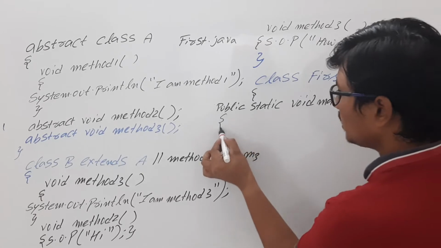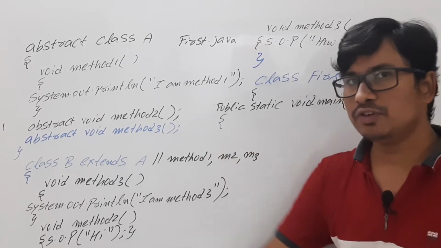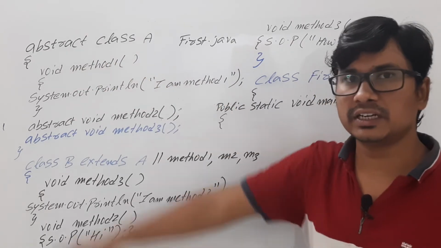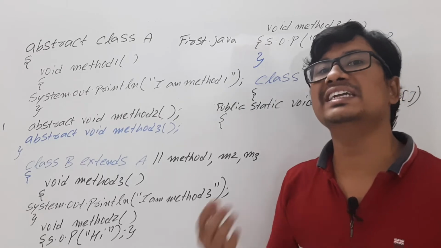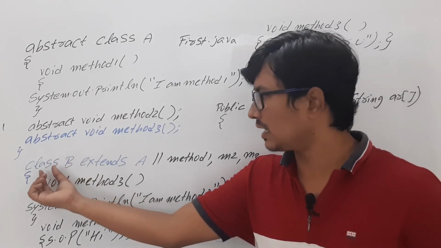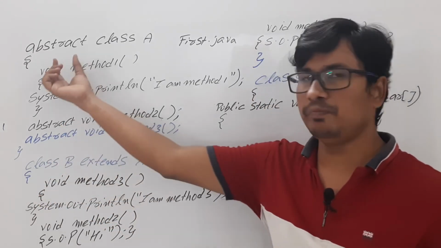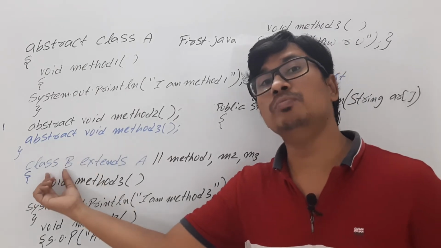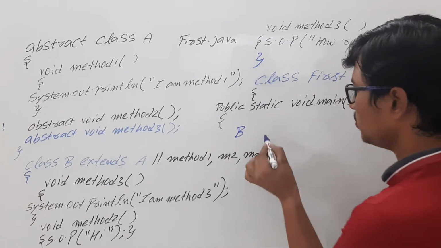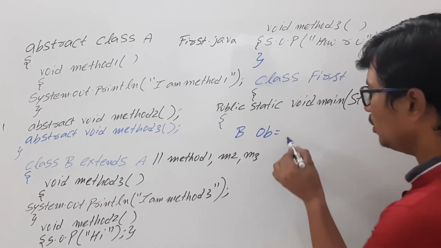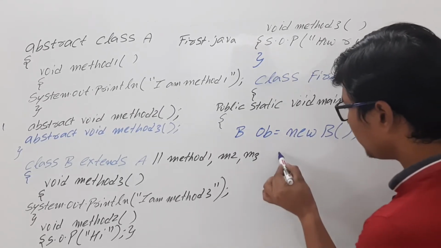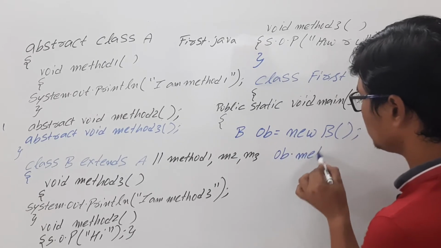Then I will create an object. First we will try: can we create an object for class A? No. Why? Because it is an abstract class. For an abstract class, you cannot create an instance, meaning you cannot create an object. But for a class which is extending the abstract class, you can create an object. So I will simply write the class name B, object name ob, new B. Then if I write ob.method 1, this is absolutely fine.